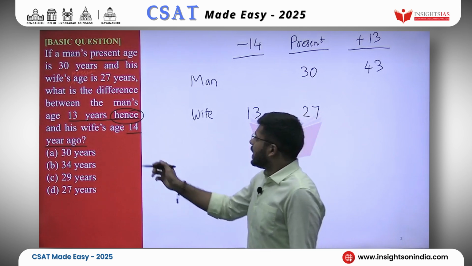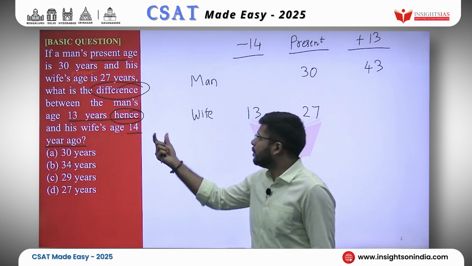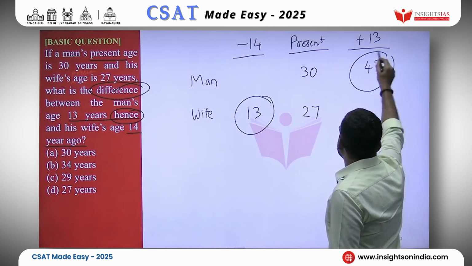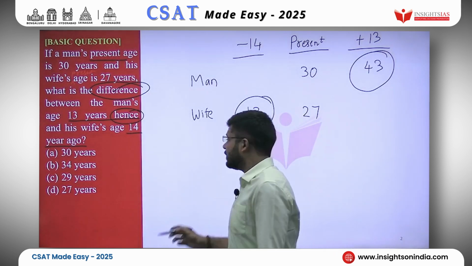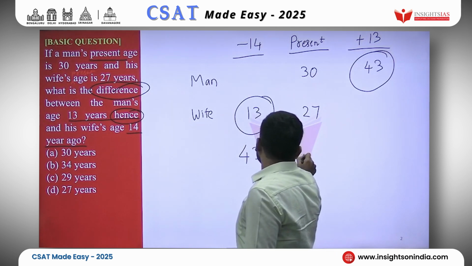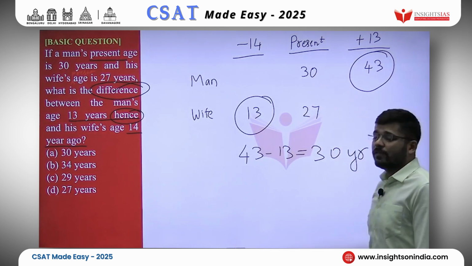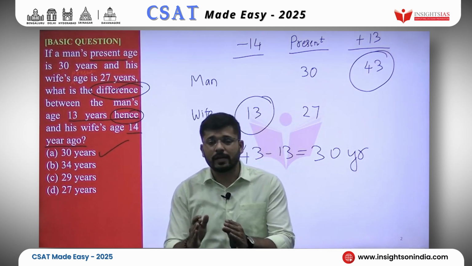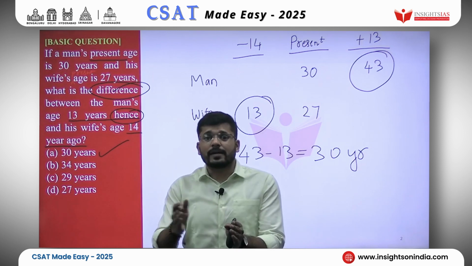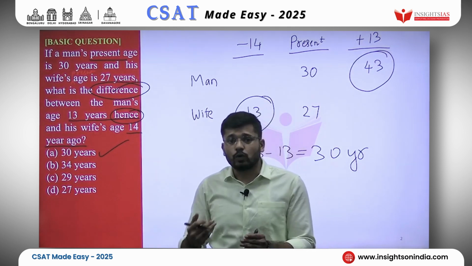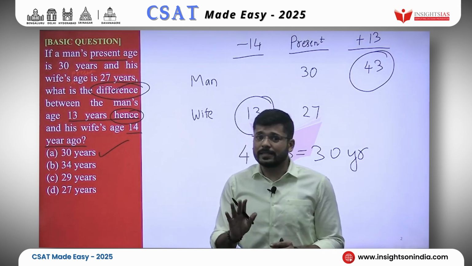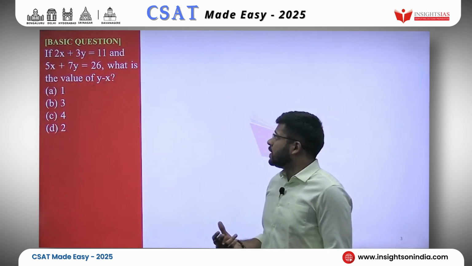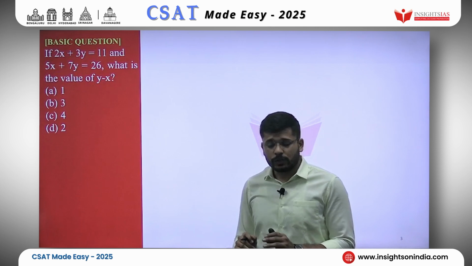And what are they asking us? They are asking us for the difference between the man's age 13 years hence and wife's age 14 years ago. What is the difference? 43 minus 13, that would be 30 years. The difference would be 30 years and our answer is option A. In this question we learnt how to represent and understand various timelines in ages. Now we shall look at another basic concept which is required to solve the questions on ages.